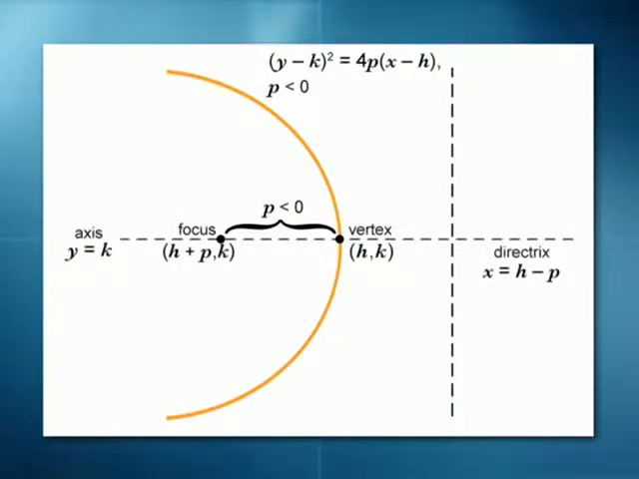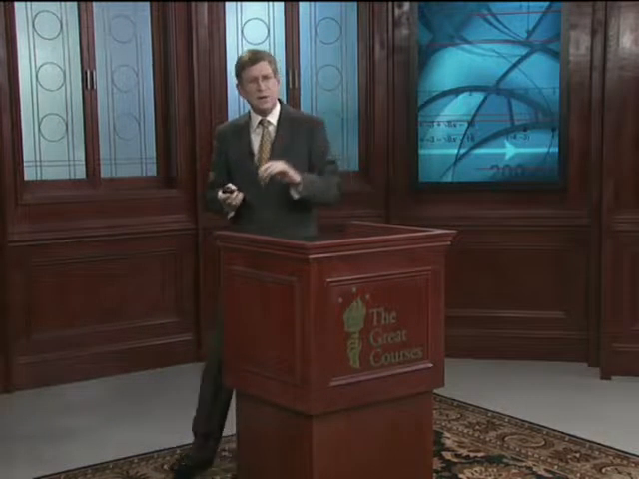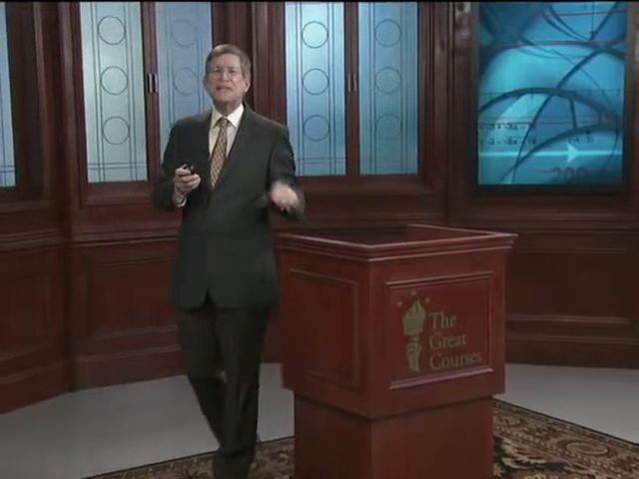And finally, the fourth kind of parabola would be opening the other direction. Same equation, but p less than 0, and the focus is now on the other side of the vertex. Okay, so kind of complicated. I admit that, kind of complicated equations. Let's work with them for a bit. Let's do some examples, pin things down.